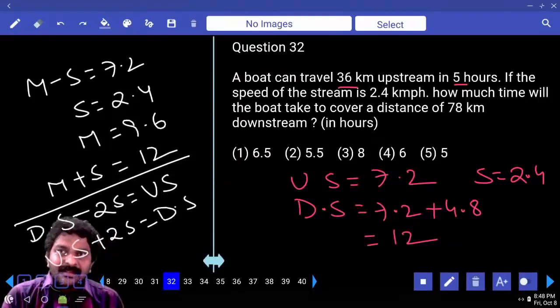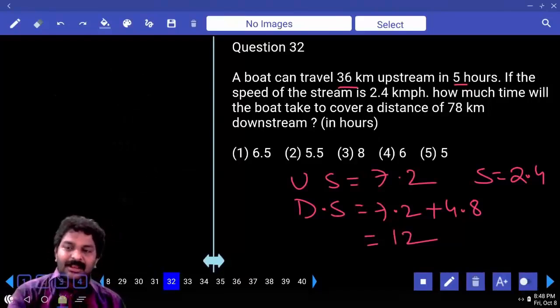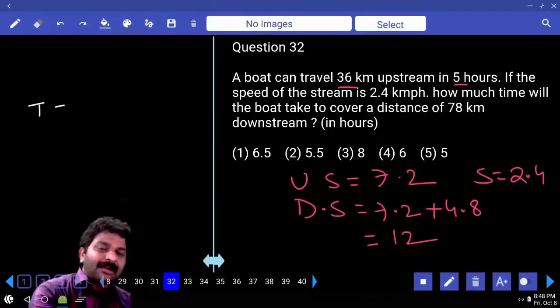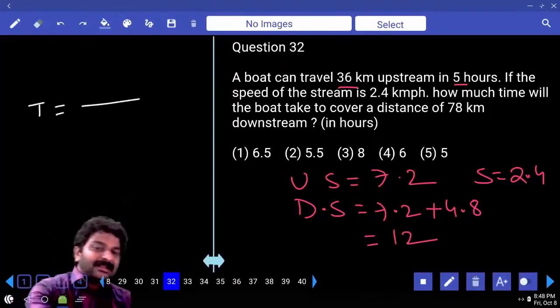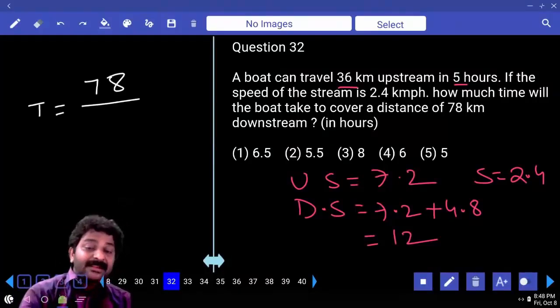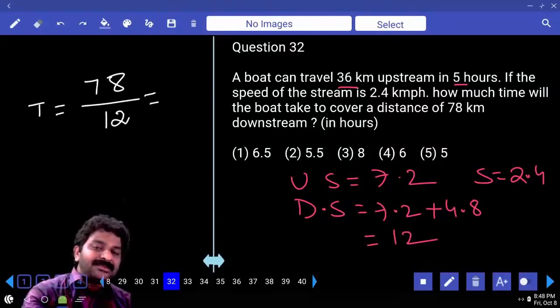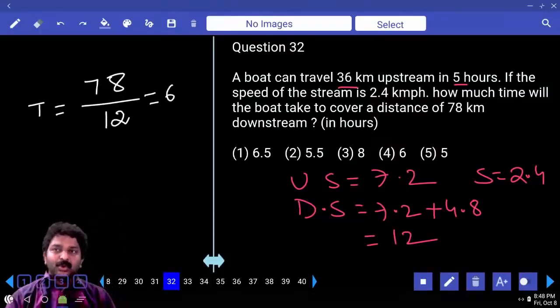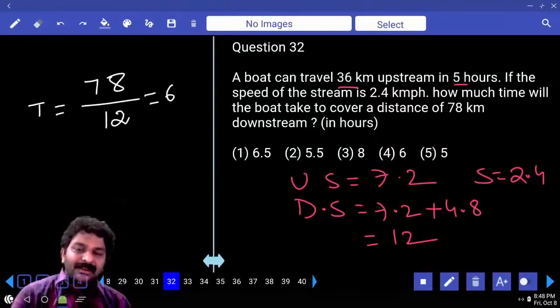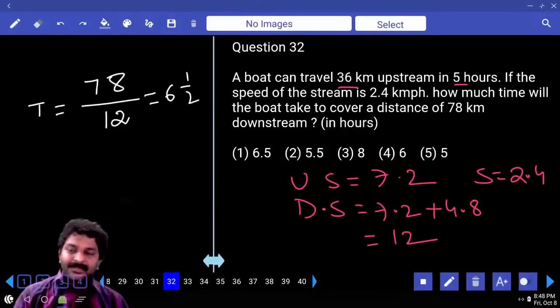Right, so downstream is equal to 12 and you're asked to calculate time to cover how much distance: 78, with a speed of 12 kilometer per hour. 12 how many times? 6 times, 72. 6 by 12, that is half only. 6 and half. First option, final answer.